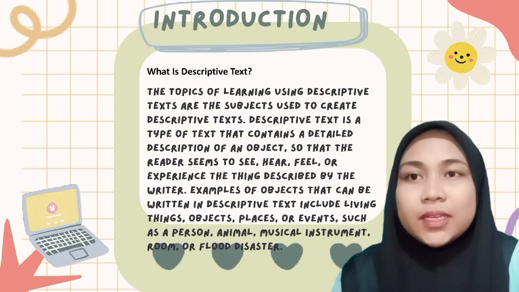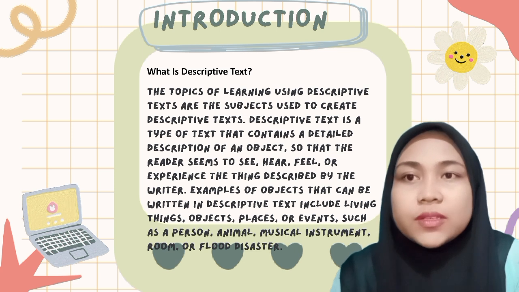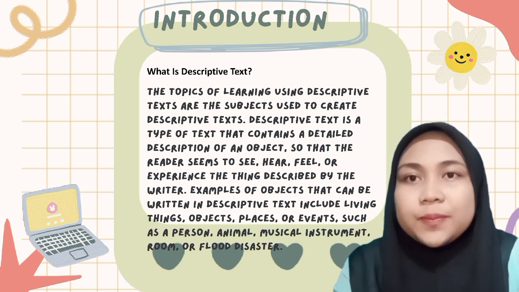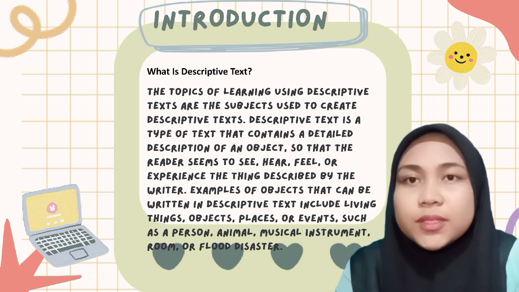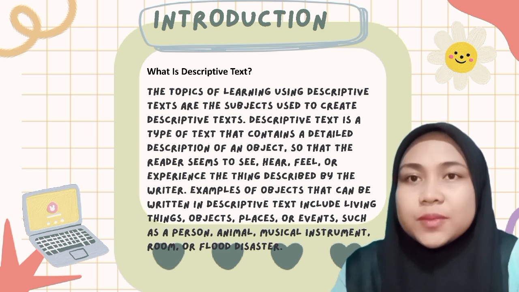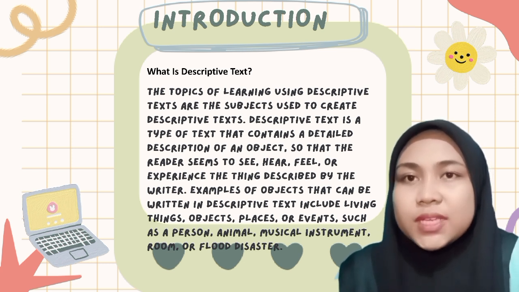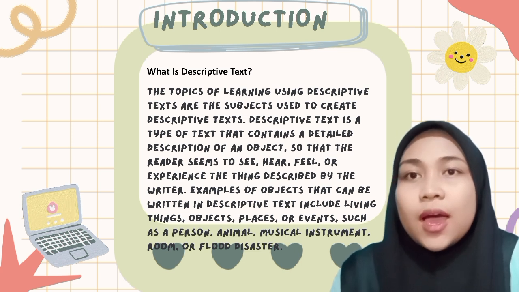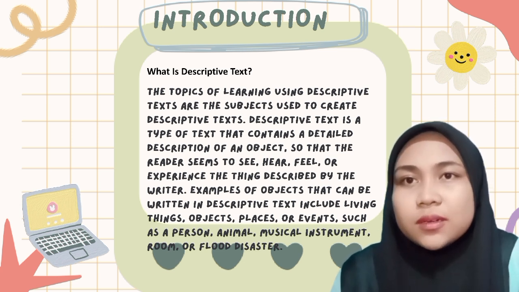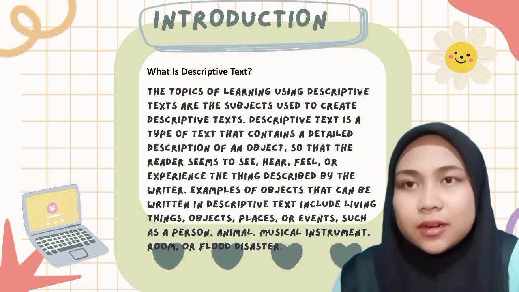The topic of learning is descriptive text, the subject used to create descriptive text. Descriptive text is a type of text that contains a detailed description of an object so that the reader seems to see, hear, feel, or experience the thing described by the writer. Examples of objects that can be written in descriptive text include living things, objects, or places, such as a person, animal, musical instrument, room, or food.